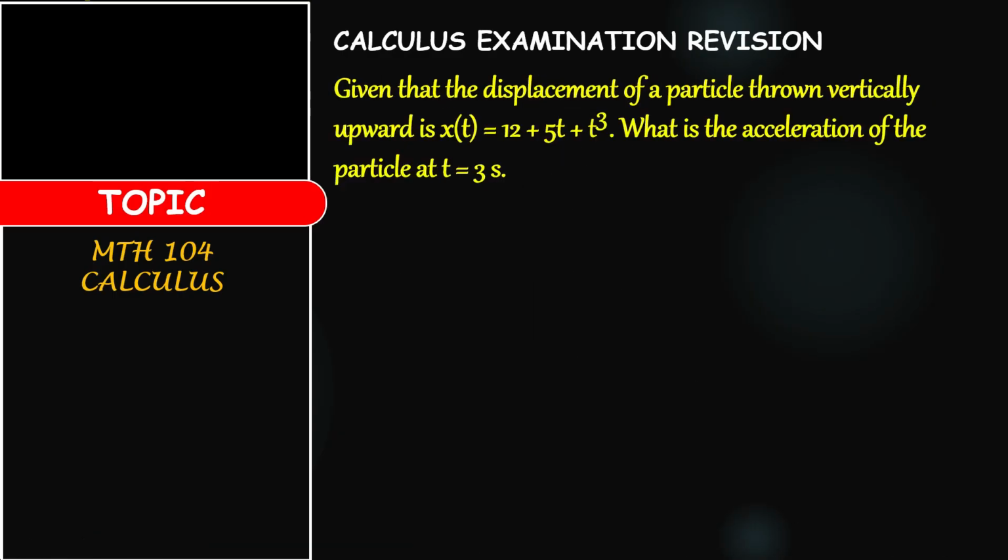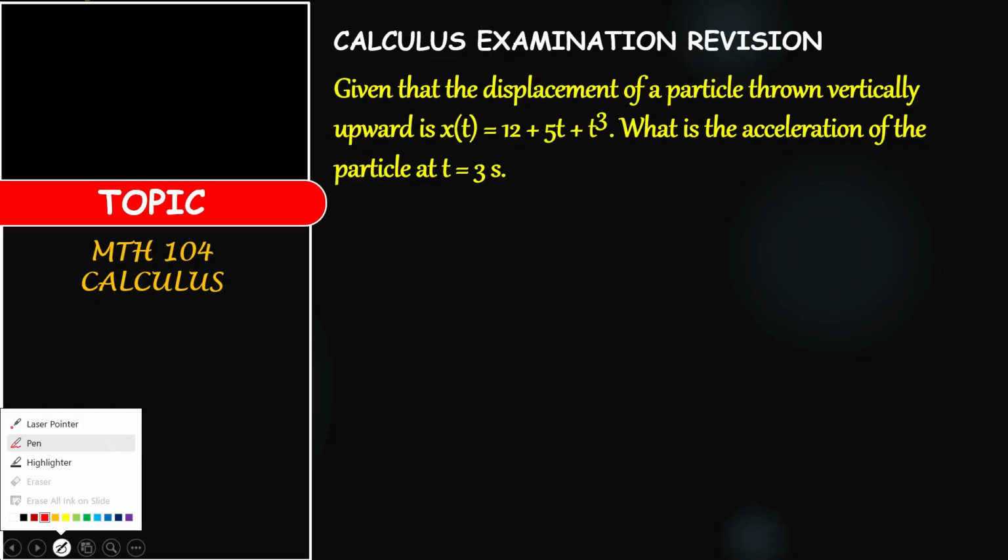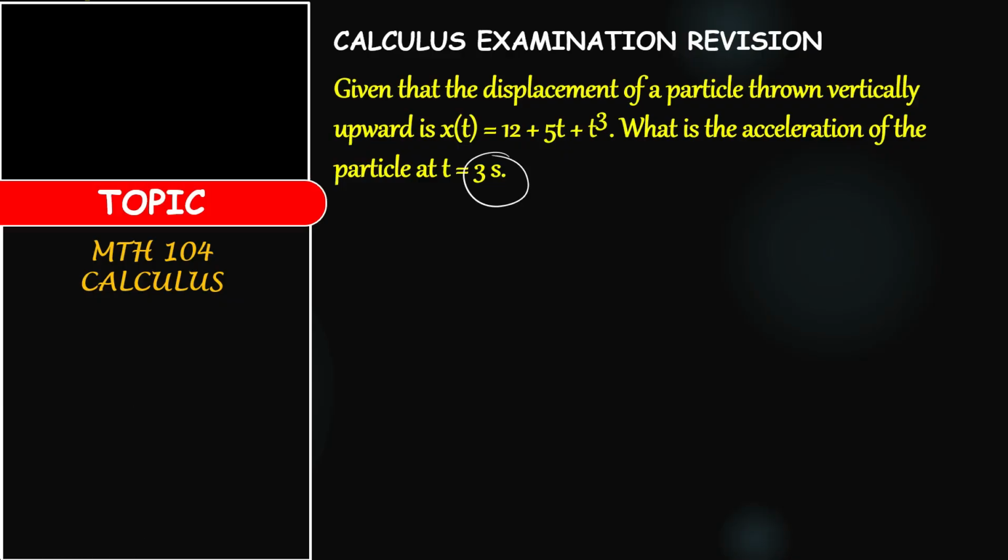Given the displacement of a particle moving vertically upward, what is the acceleration of the particle at t equals 3 seconds? Now, velocity is change in displacement over change in time. For acceleration, it is change in velocity over change in time. So it means you should differentiate two times to get acceleration from the displacement.